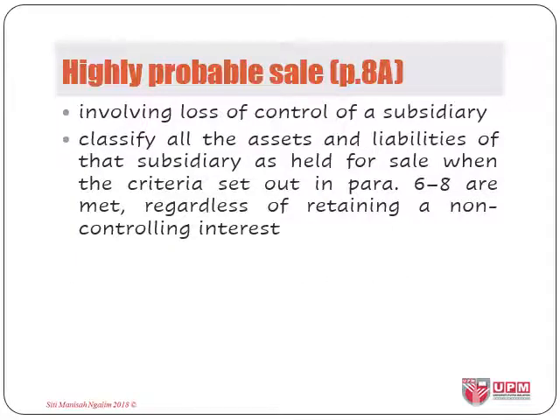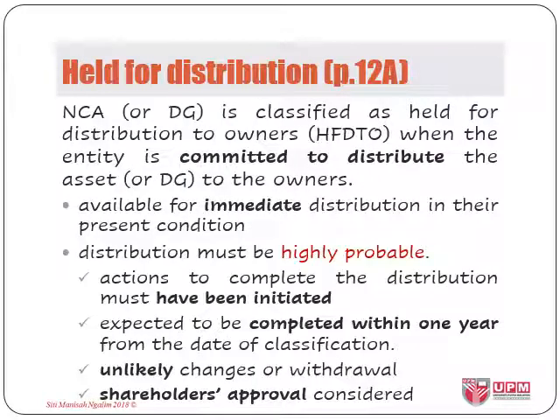The standard also states that regardless of loss of control in a subsidiary due to the sale, assets and liabilities of the subsidiary will be classified as held for sale if requirements in paragraphs 6 to 8 are met. For assets or disposal groups classified as held for distribution, the case is the same as held for sale. The asset shall be classified as held for distribution in current assets if the entity fulfilled the requirements, which, as you may see here, are quite similar to the requirements for held for sale.